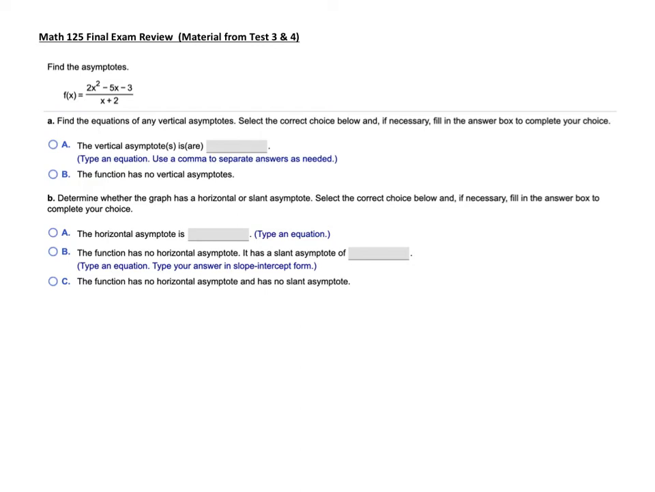Okay, this is our final exam review for Math 125, but this video contains material that we only covered on Test 3 and Test 4. I wanted to work through a few problems. Okay, first let's start with asymptotes, finding the asymptotes. For this one, find the equation of any vertical asymptotes, and then we want to find horizontal or slant.